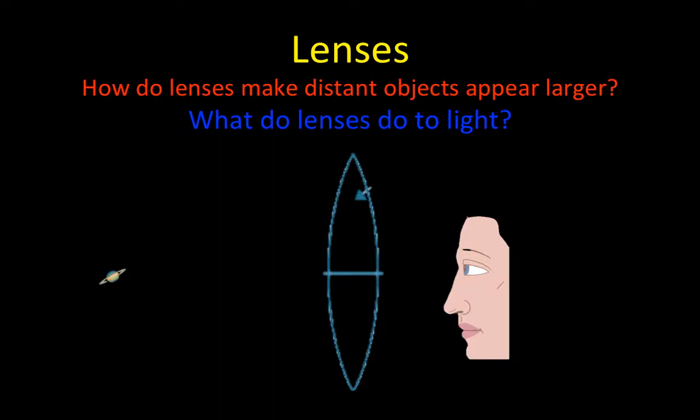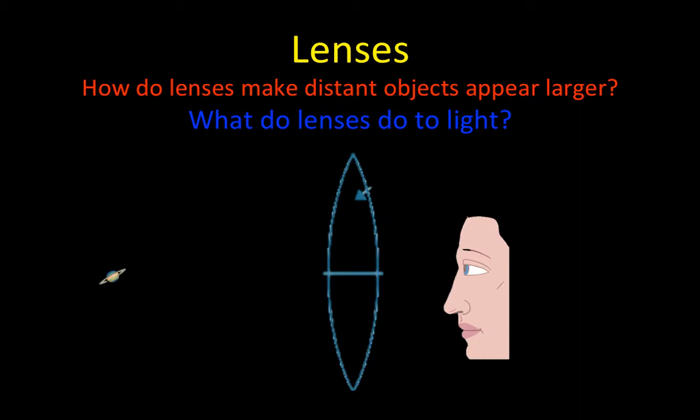Okay, so we're going to leave mirrors behind for a while. We're still going to talk about light rays and we're still going to draw light rays. But instead of light rays reflecting off of mirrored surfaces, we're going to talk about light rays that just pass through transparent lenses.